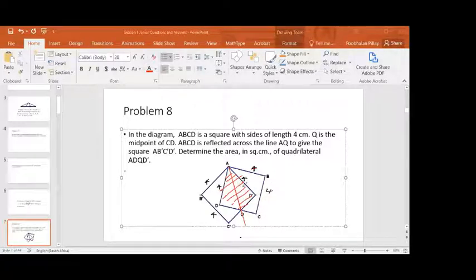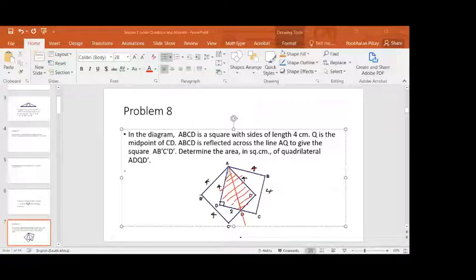I just want you to focus on these two triangles here. We need to know the area of this triangle. That is 90 degrees because it's an angle in a square. It was given that Q is the midpoint of CD. So Q is right in the middle, and we know what this is. That'll be 2, because it's right in the middle.